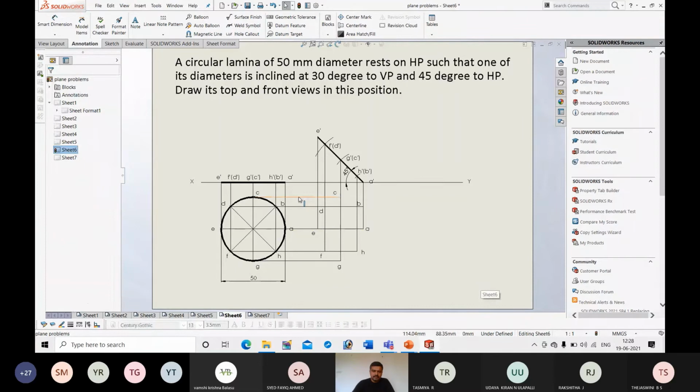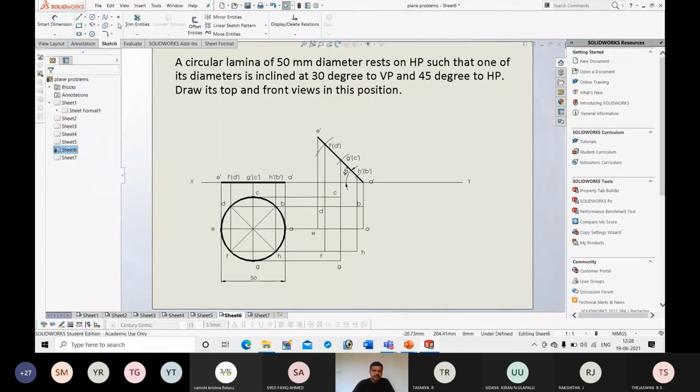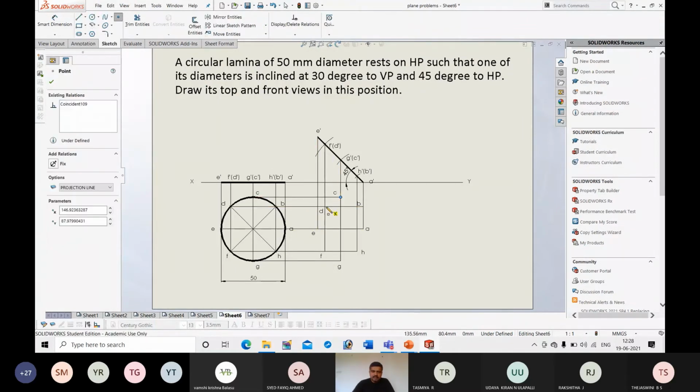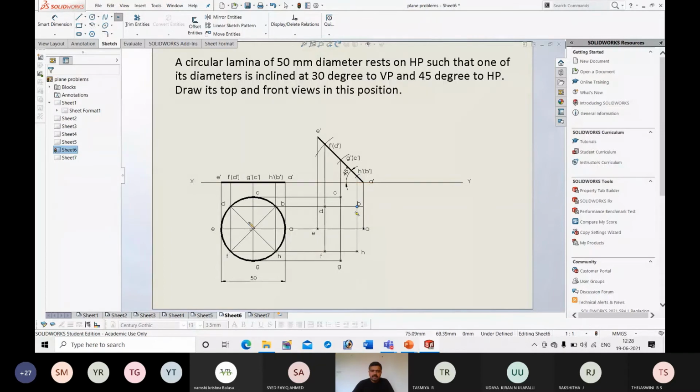Okay, so after this, you should connect all these points freehand. Here you should not use a scale. For previous problems, you were using a scale to connect because those were polygons and they had edges, but this is a circle. Because of the inclination, the circle will look like an ellipse. That means you should connect these with a smooth curve and draw this curve freehand, without using any instruments.